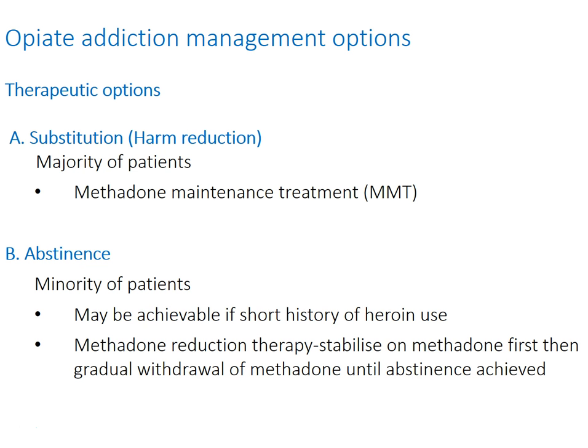Let's look at management now. There are various options. You could have substitution, which is what most people opt for, which would be enrollment in a methadone maintenance program. And the other alternative is abstinence. This is very much a minority choice, and may be achievable if the history of heroin use is quite short. You may, first of all, initiate them on a methadone reduction therapy to stabilize them on this drug first, and then gradual withdrawal of methadone until abstinence is achieved.